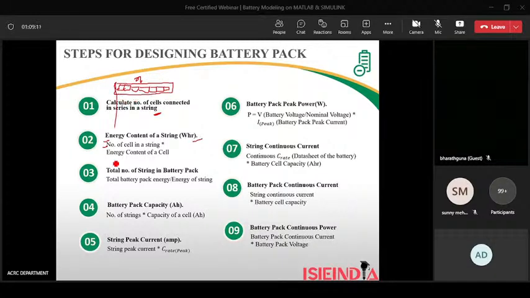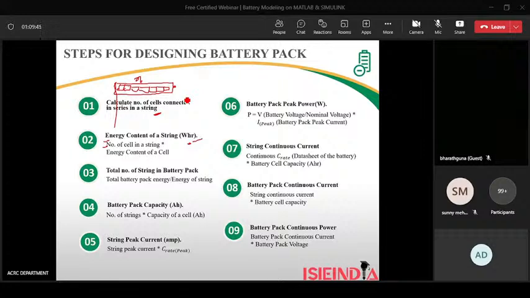For energy, what will we do? We will calculate the energy of one cell, and then multiply it by the number of cells. Then we will get the overall energy content of a particular string. Then the total number of strings in a battery: the total battery pack energy is divided by the energy of a particular string.